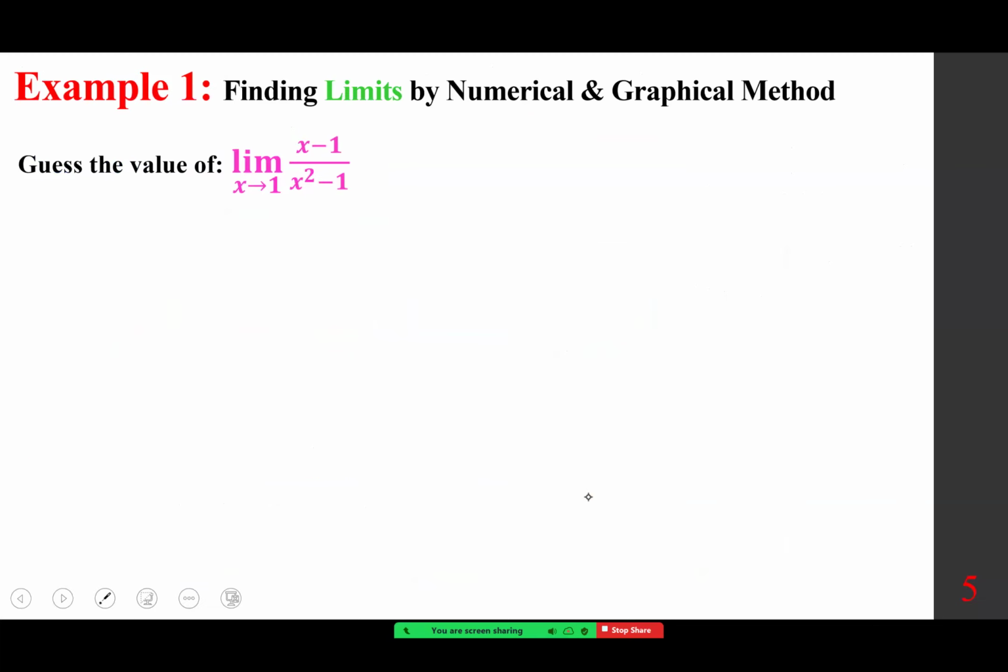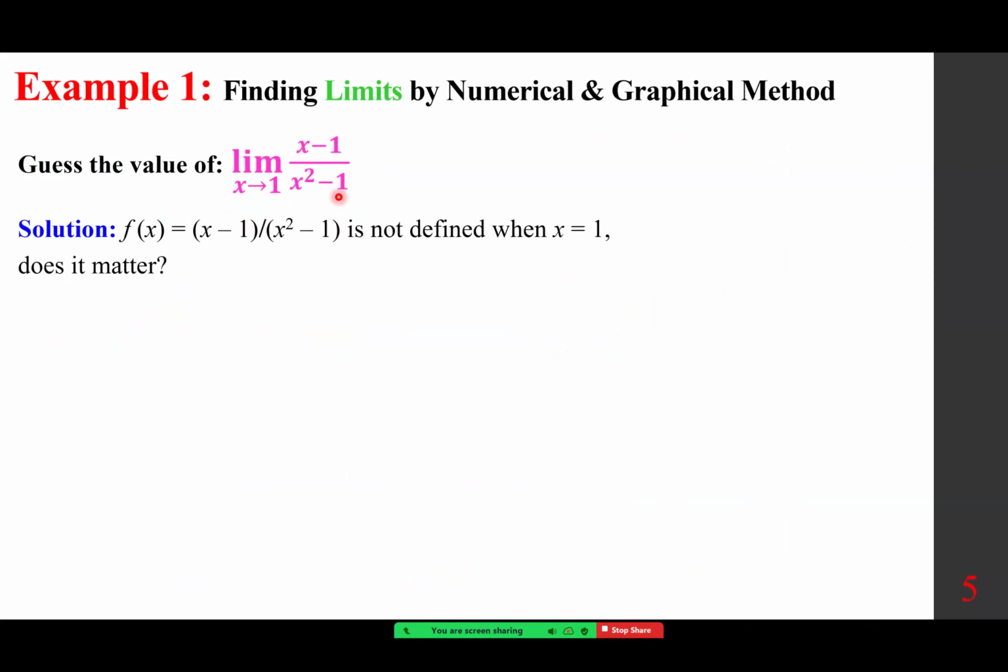If you look at this example, and that was the synopsis of that concept graphically, we want to find the limit of x minus 1 over x squared minus 1 as x approaches 1, from a numerical point of view and graphical point of view, first and foremost. Notice the function, we're going to call this f of x equals x minus 1 over x squared minus 1, is not defined when x equals 1. Does it matter? When we look at the concept of a limit, the answer is no. And the reason it's not defined is because the denominator becomes 0.